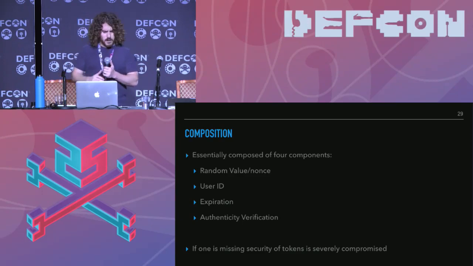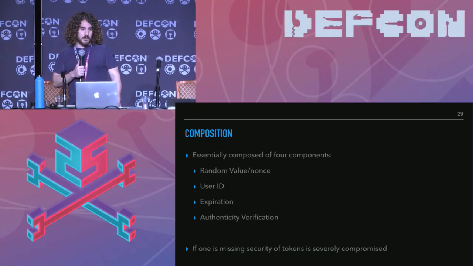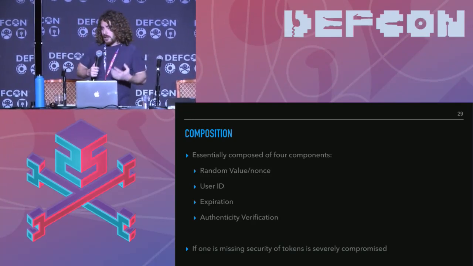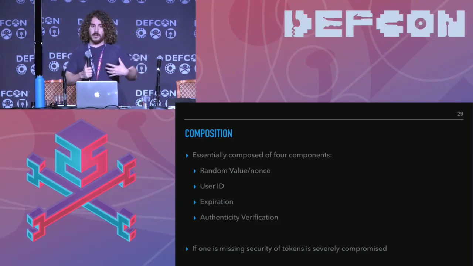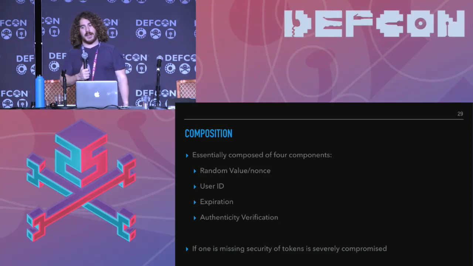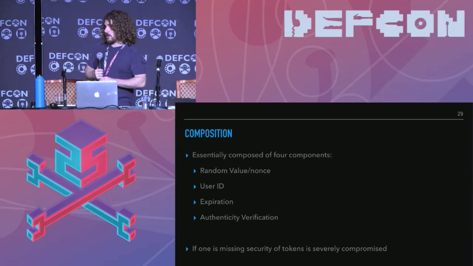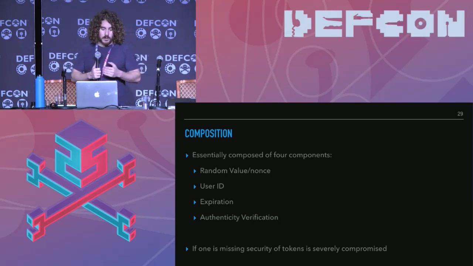And then authenticity verification. Like I said, we rely on HMAC SHA-2 with a pre-shared key. You could do a whole bunch of different things here. Typical session implementations rely on the fact that a user can't typically modify session state directly. So if they can't do it, then the data should be authentic because it hasn't been modified other than by the server itself. If any one of these is missing, you severely compromise the security of the token.